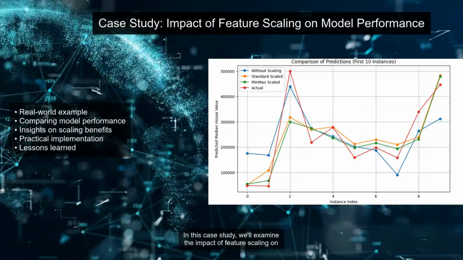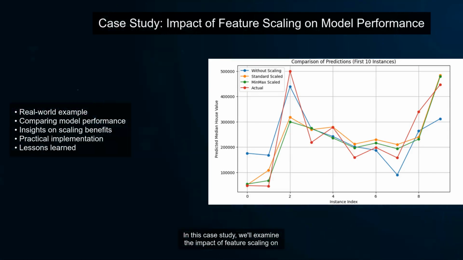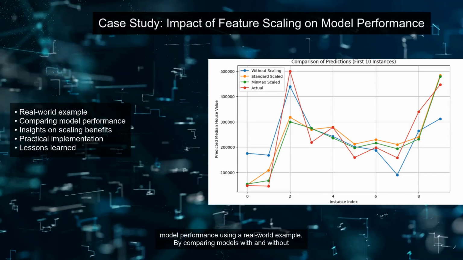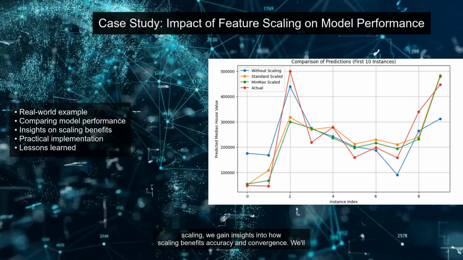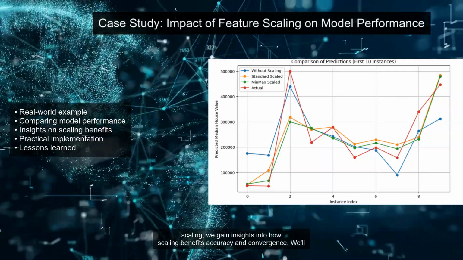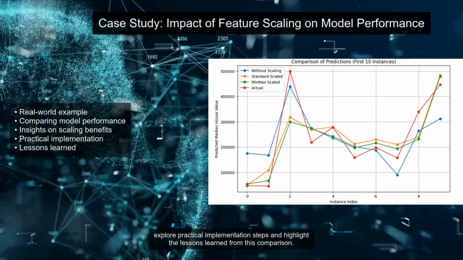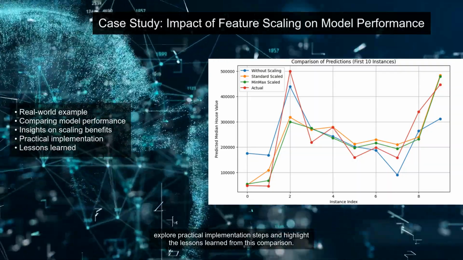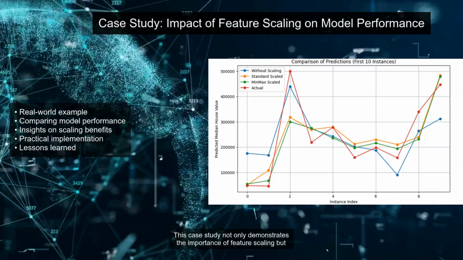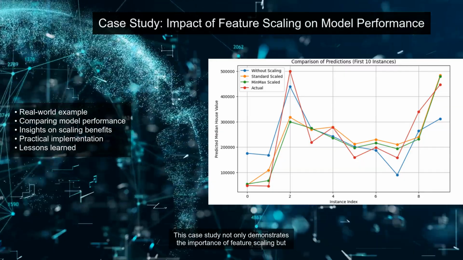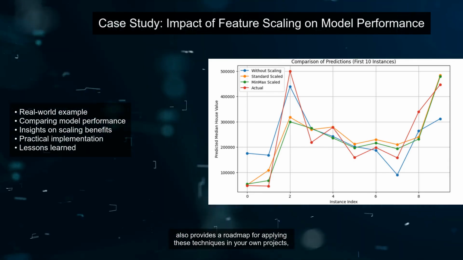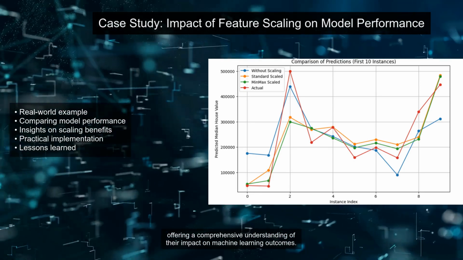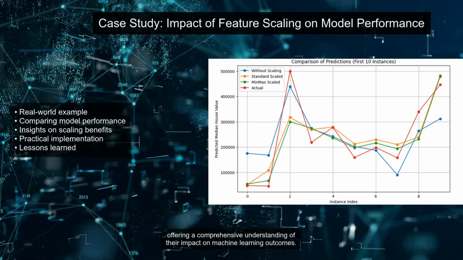In this case study, we'll examine the impact of feature scaling on model performance using a real-world example. By comparing models with and without scaling, we gain insights into how scaling benefits accuracy and convergence. We'll explore practical implementation steps and highlight the lessons learned from this comparison. This case study not only demonstrates the importance of feature scaling but also provides a roadmap for applying these techniques in your own projects, offering a comprehensive understanding of their impact on machine learning outcomes.